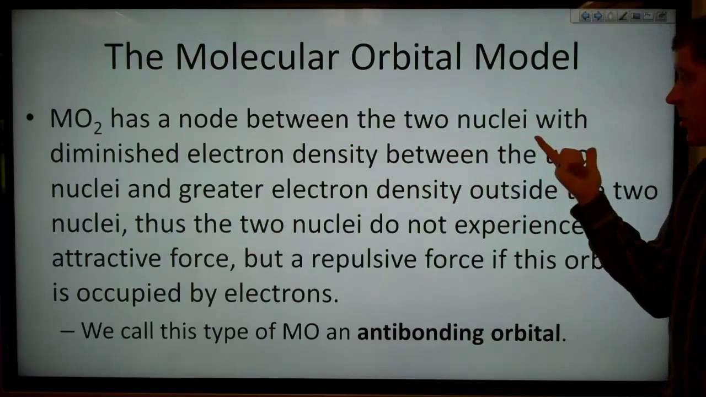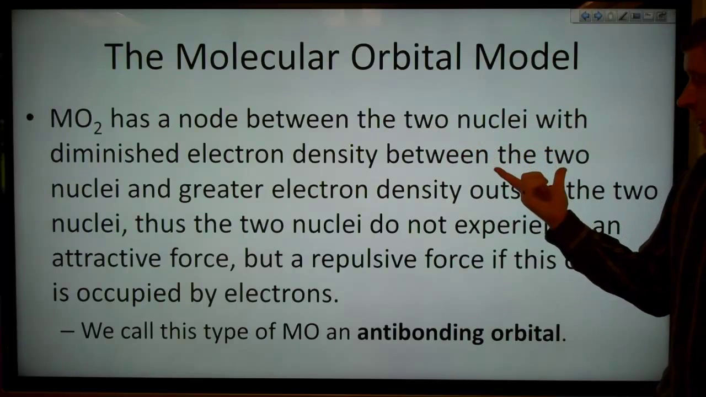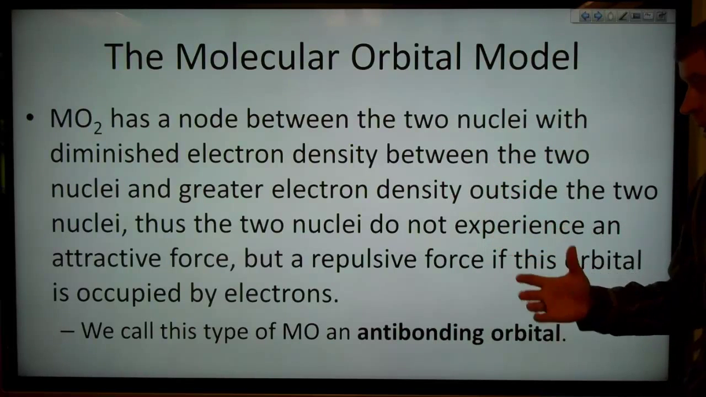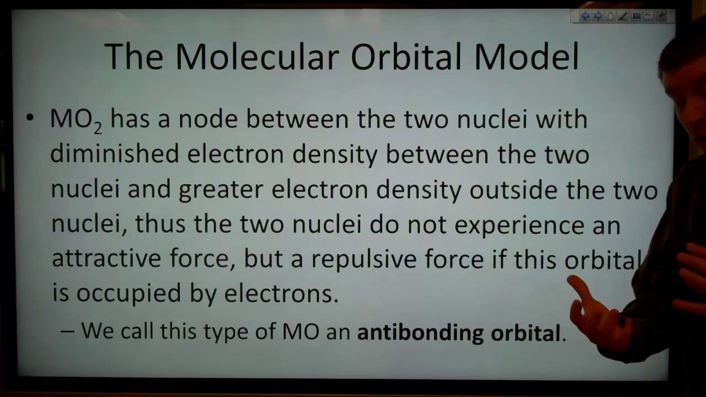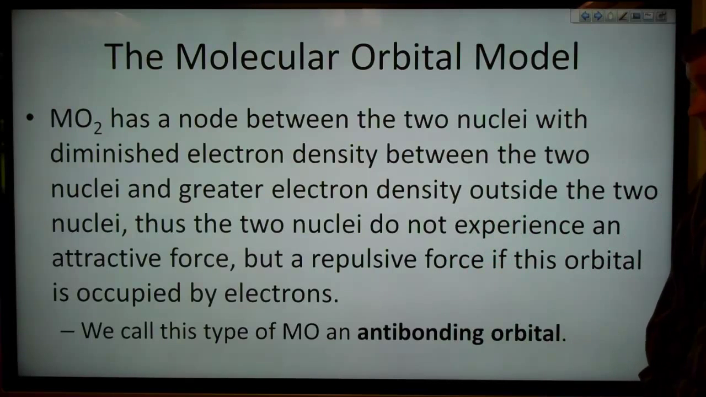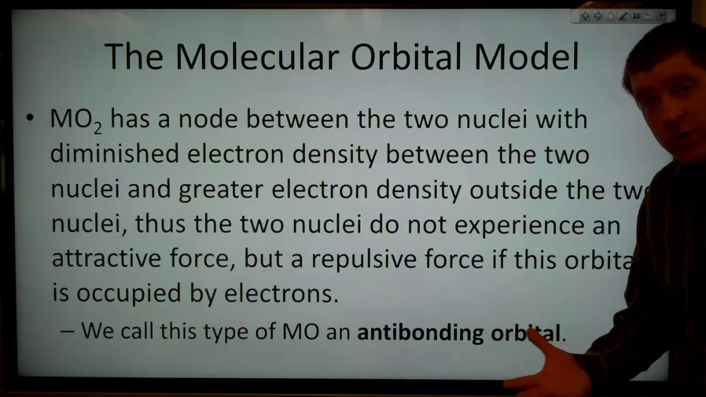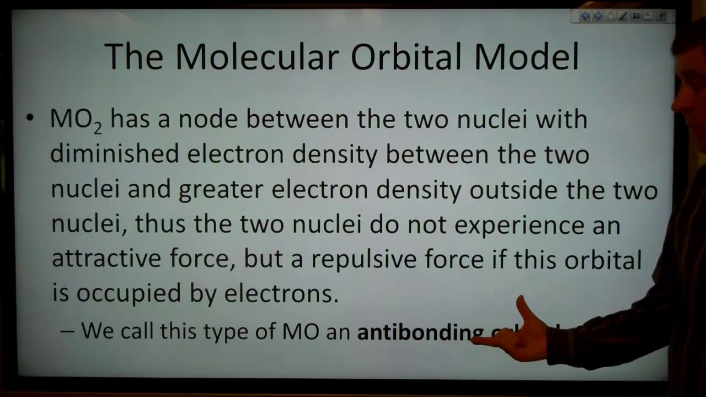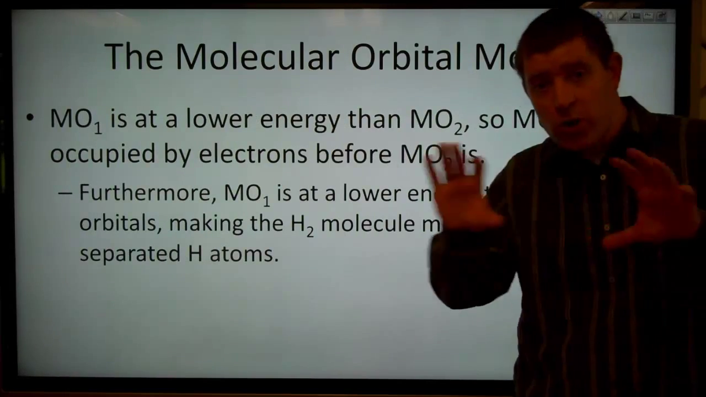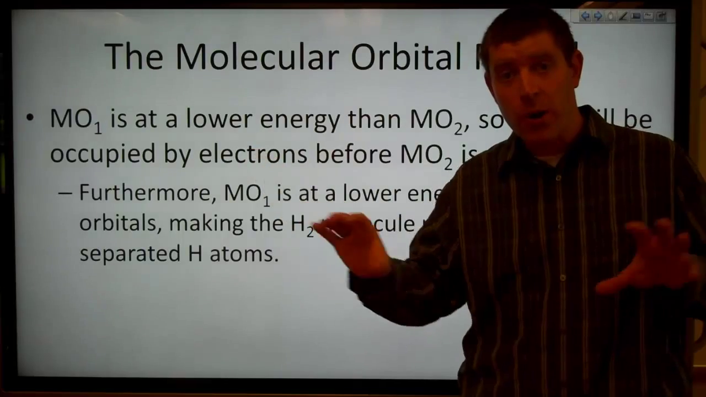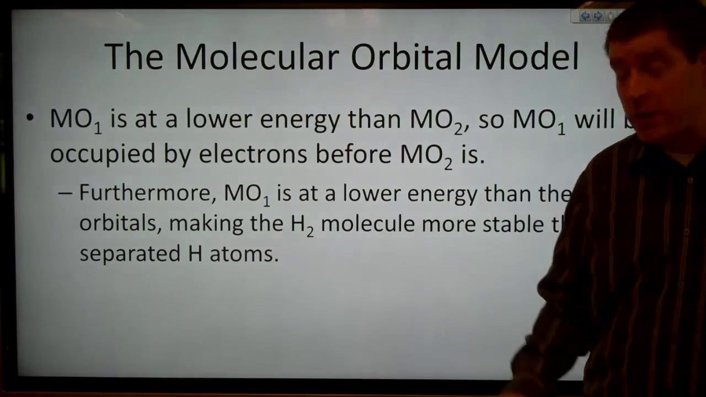MO2 has a node between the two nuclei, that empty space between them, and with diminished electron density between our two nuclei and a greater electron density outside the two nuclei, and thus our two nuclei don't experience an attractive force, but instead they experience a repulsive force if the orbital is occupied by electrons. If it's not occupied by electrons, then it doesn't matter. Again, we call this type of molecular orbital an antibonding orbital because it tends to push our molecule apart, pushes our atoms farther apart. It sort of anti-bonds them, it makes them move apart.